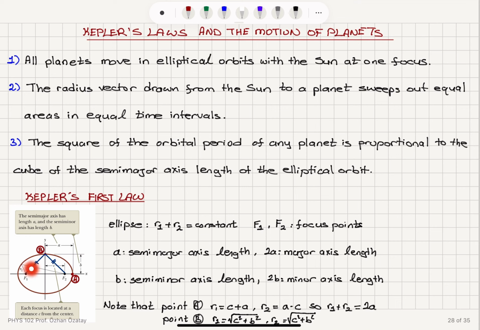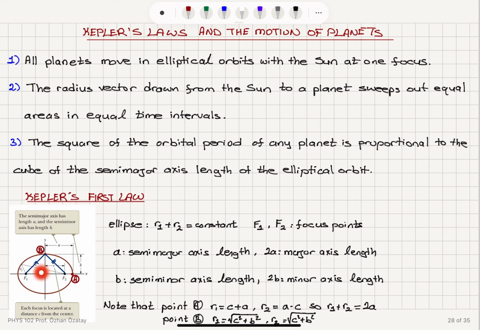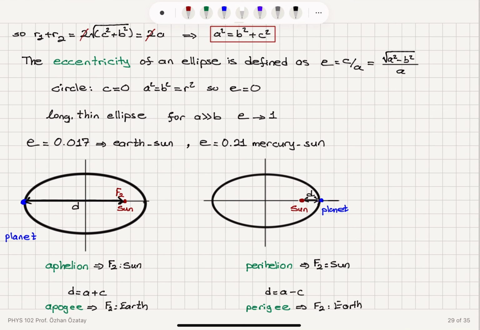And we also see that by looking at the distance from the origin to the point B, which is our semi-minor axis length, we have this right triangle forming that shows us that A squared is equal to B squared plus C squared. Well, if C is equal to 0, A squared and B squared are the same. So C equal to 0 means the focus point is the center point. That is a circle. A squared equals B squared equals R squared. And that corresponds to an eccentricity, which is the focal length divided by the semi-major axis length A, of 0. For a long, thin ellipse, we see that the eccentricity approaches 1. And when eccentricity is exactly equal to 1, it turns into a parabola.